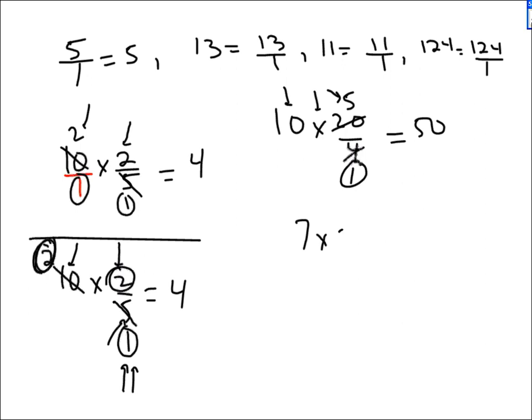7 times 2 over 3. You want to see a 1 on the bottom? It's there. The only number that goes into 3 is 3. 3 doesn't go into any of the top numbers. The problem is done. 7 times 2 over 3. Or, if you prefer, 1 times 3, which is 3.